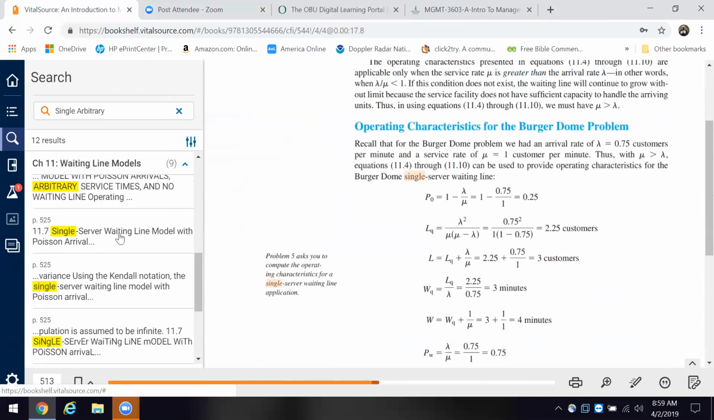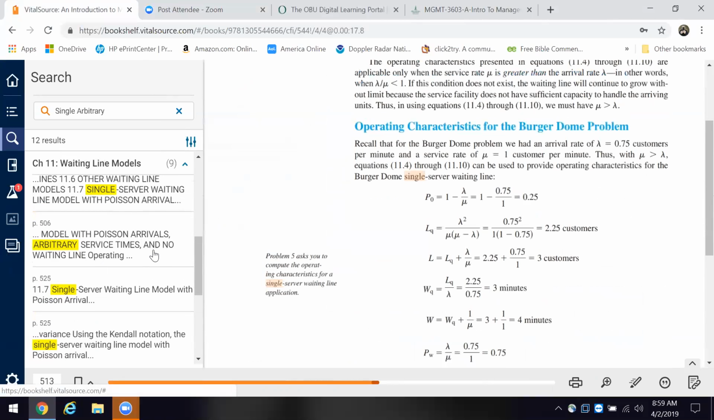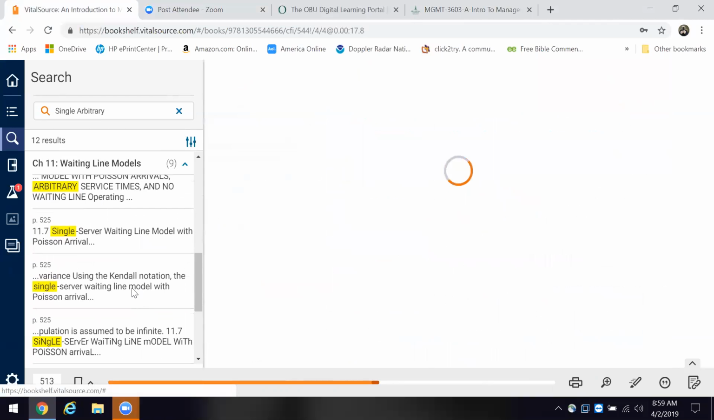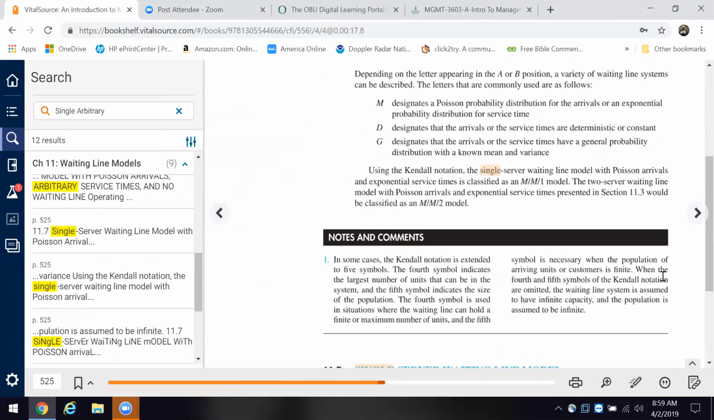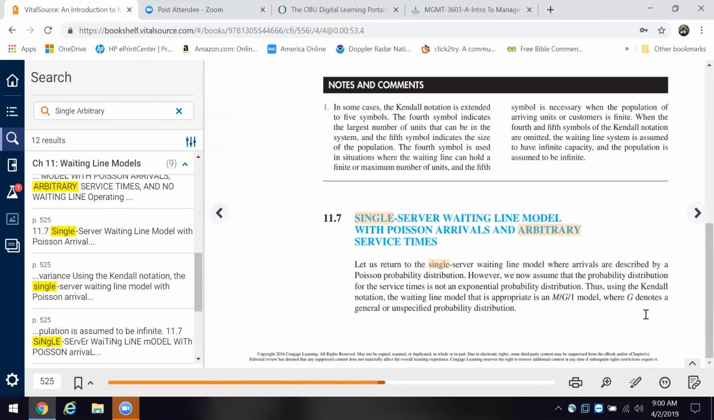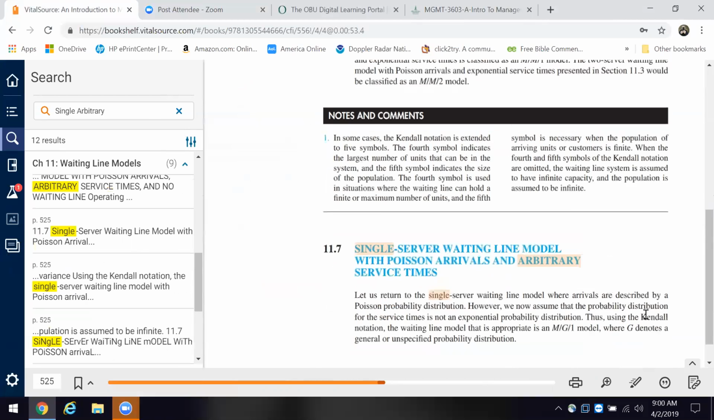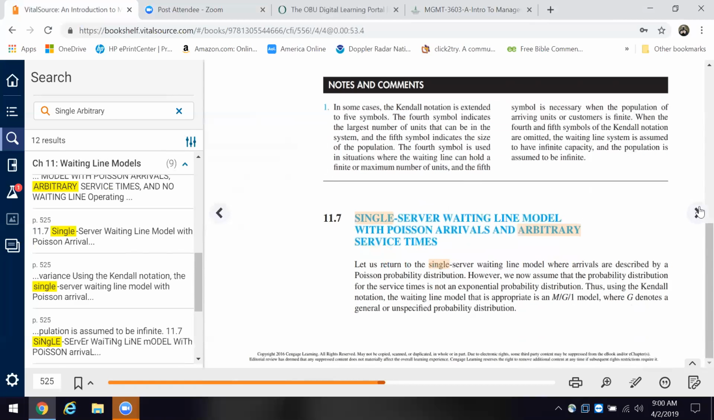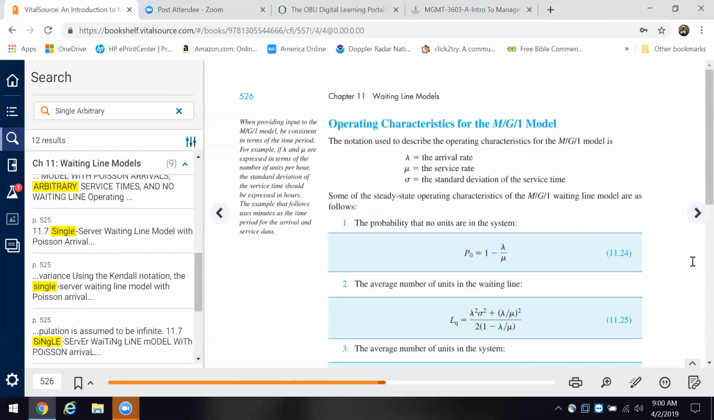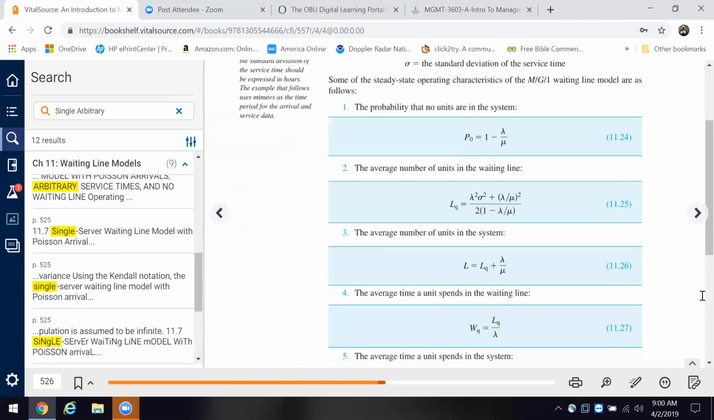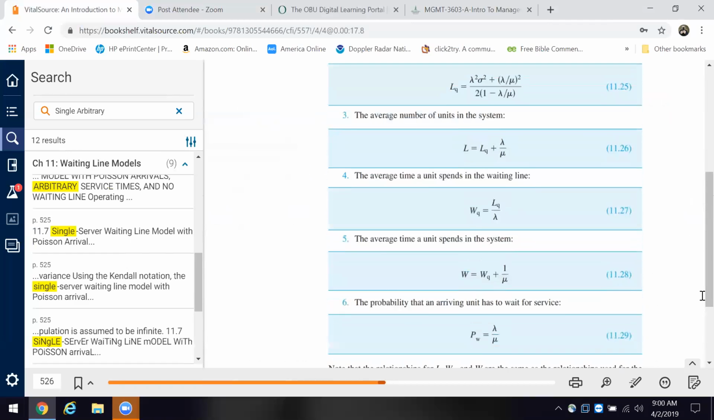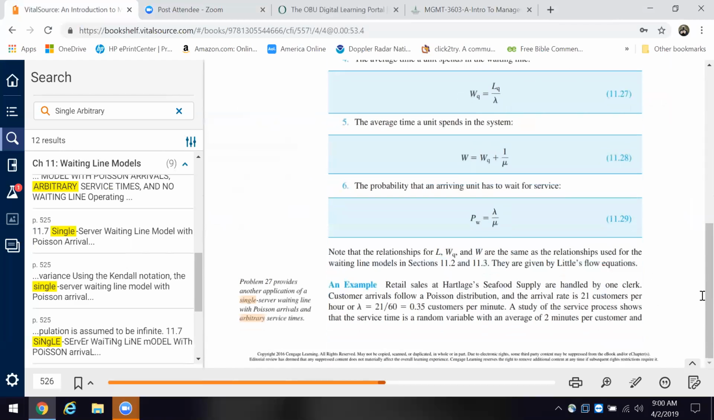And this is the single arbitrary. There are different mathematical approaches to this. This is a single server waiting line model with Poisson arrivals, in other words, we build up and plateau, and arbitrary service times. They walk you through some of the notation about that. And here we have the arrival rate, the service rate, and the standard deviation of the service time. And so again, you see we're looking at using probabilities, average units of time.